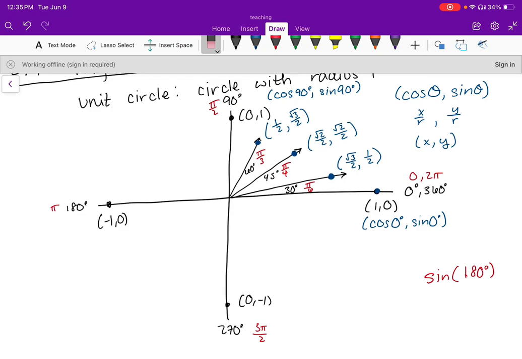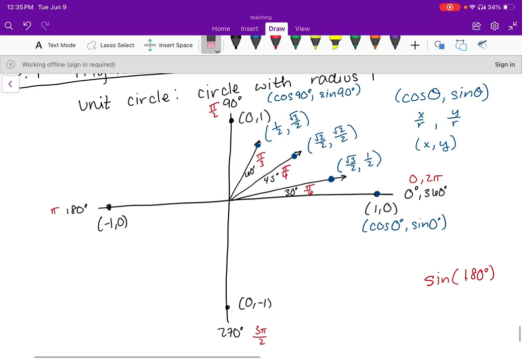Now, when it comes to the non-quadrantal angles, so 30, 45, and 60 degrees, I don't really recommend memorizing these points necessarily. I use the table for the 30, 45, and 60, the table that I showed you in the last two sections. If you haven't seen the table, you might want to go back and watch those sections.